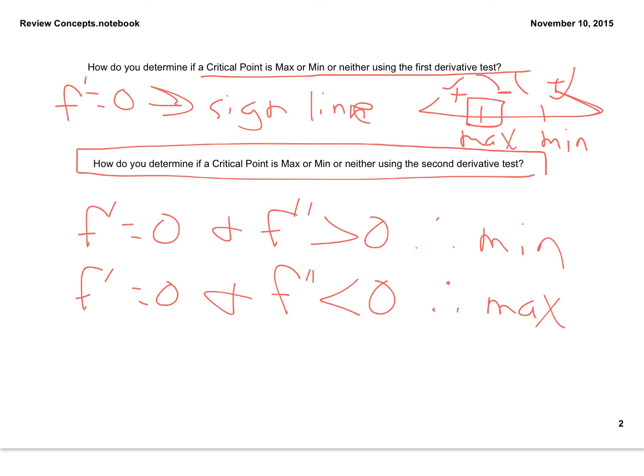But again, you don't have to ever use the second derivative test. You can always use a sign line. And the sign line max and min is increasing to decreasing. Positive to negative is a max, negative to positive is a min. If there's not a sign change, if it's positive to positive or negative to negative, it's neither a max nor a min.